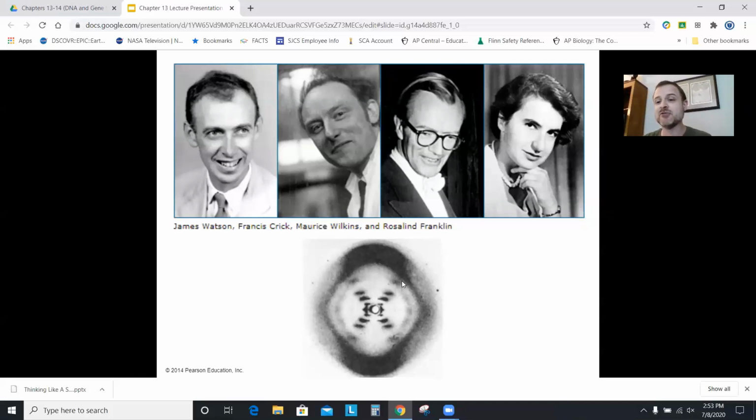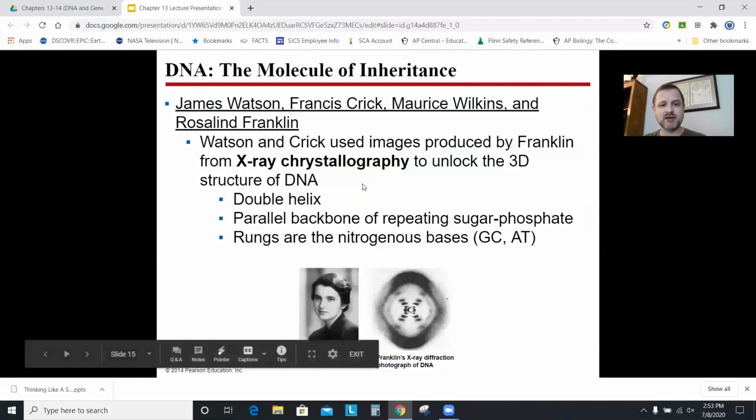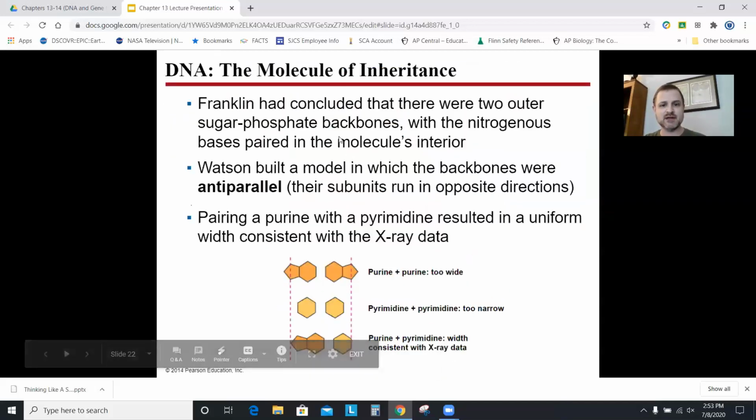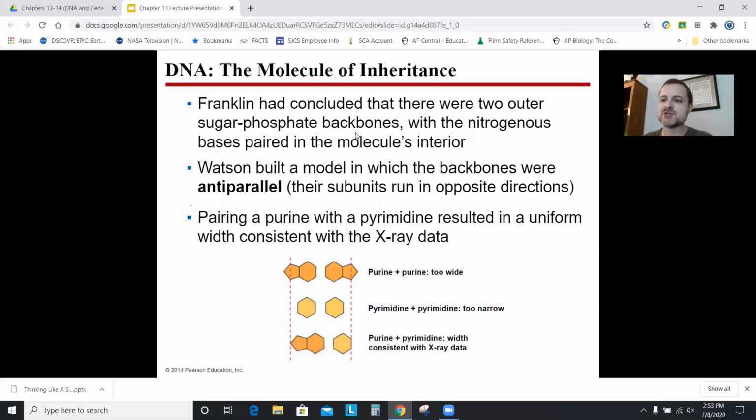And in their article, they give her credit. They mention her at the end, her and Wilkins, that their contributions helped them figure it out. Franklin had already figured out that the backbone was sugar and phosphate. There was one model that had the sugar phosphate thing in the middle, with the nitrogen bases coming out like spokes of a wheel. That's just wrong. That's flat out wrong.